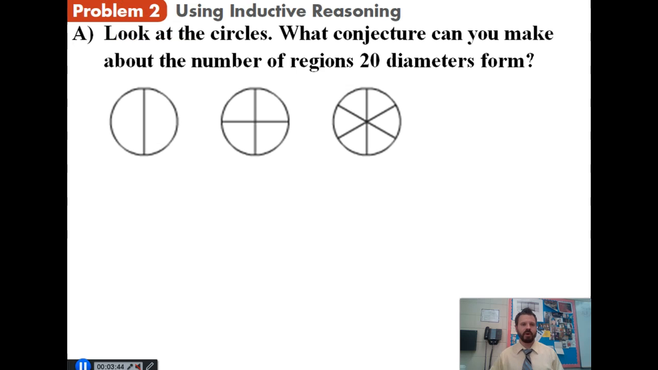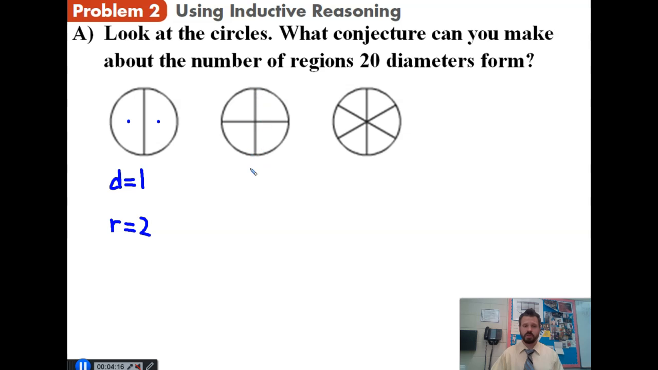So problem 2, part A says, look at the circles. What conjecture can you make about the number of regions 20 diameters form? So what I have going on here is that in the first circle I have one diameter, a segment that goes from one side of the circle to the other through the center. So we can say D is equal to 1. And as far as how many regions I have, I count 1, 2 regions the circle split into. So I could say R is equal to 2.